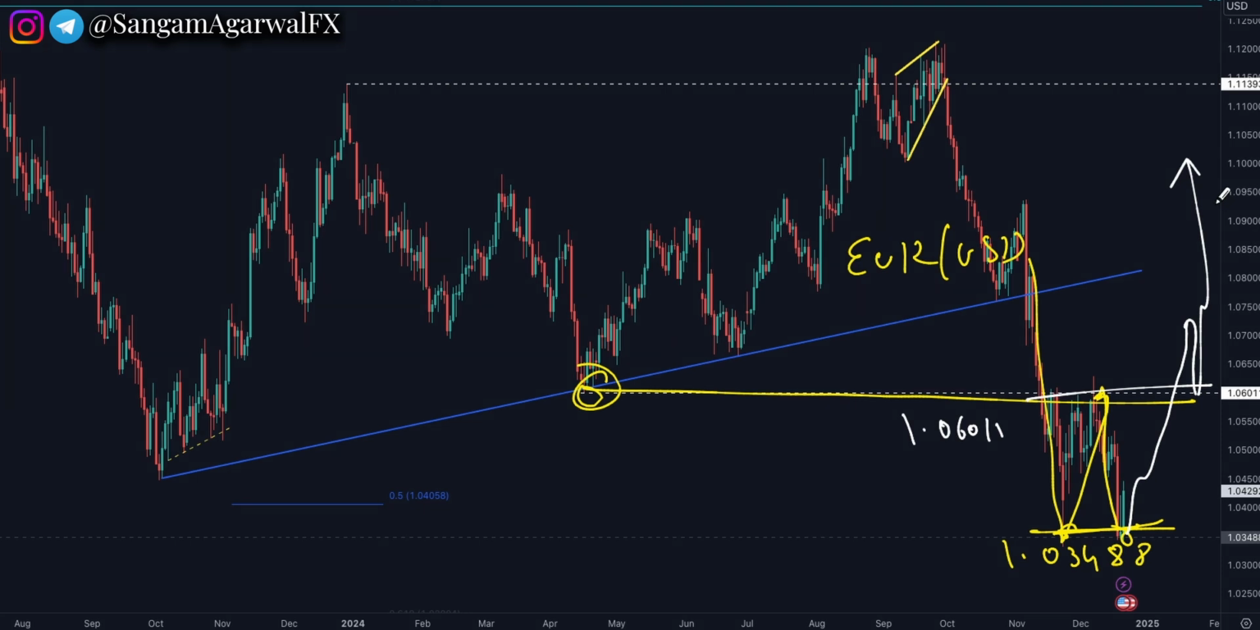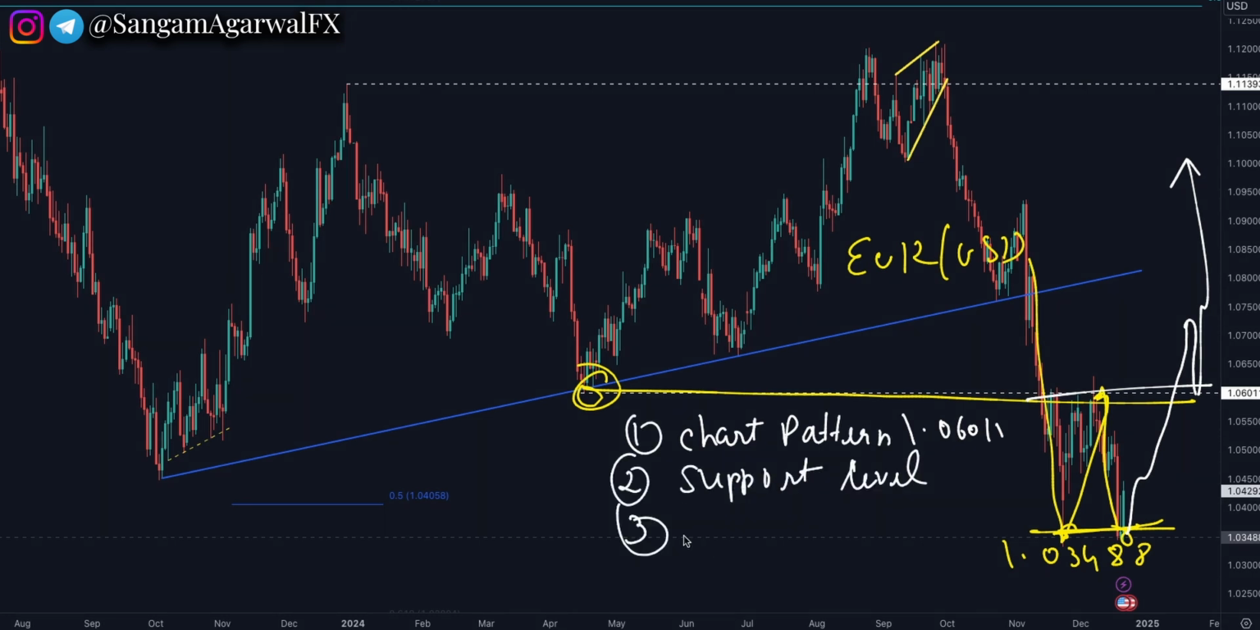Double bottom technical setup. So you have a chart pattern, you have static support level, and you have weekly time frame fib level or oversold level. So on intraday compared to weekly, you can trade with bullish bias on H4 and lower time frame.